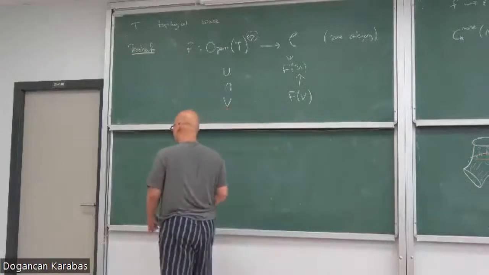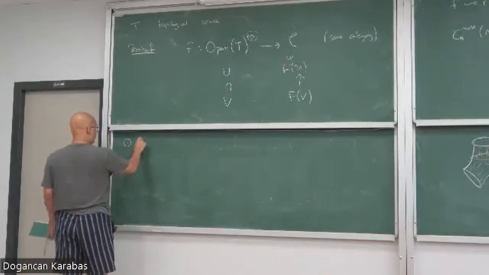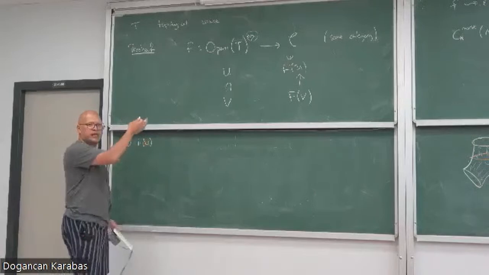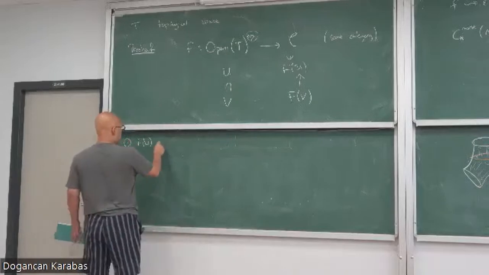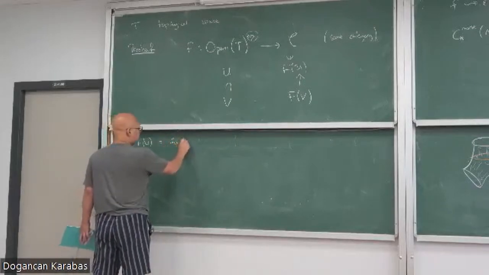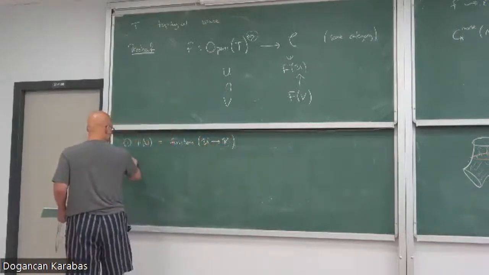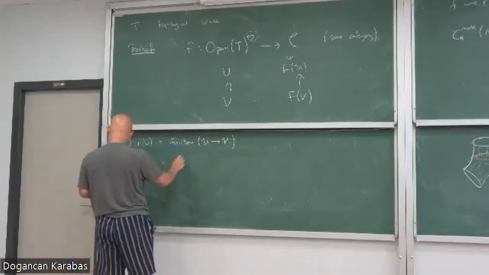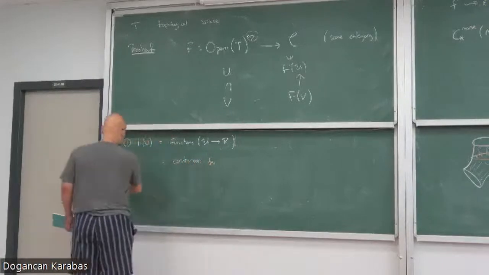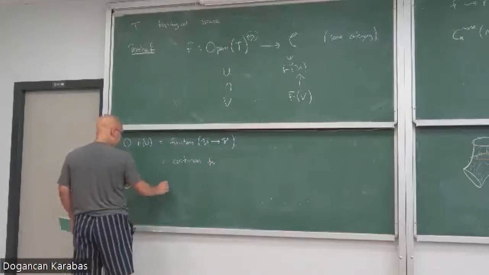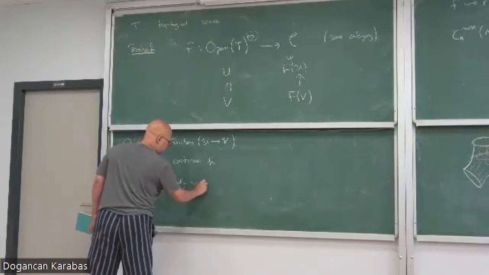We'll give several examples. I'll just tell you the value on an open set, and you have to think yourself how the restriction works. So here, I take all functions from U to R. I could take continuous functions. I could take compactly supported functions. I mean, I could try to take this.